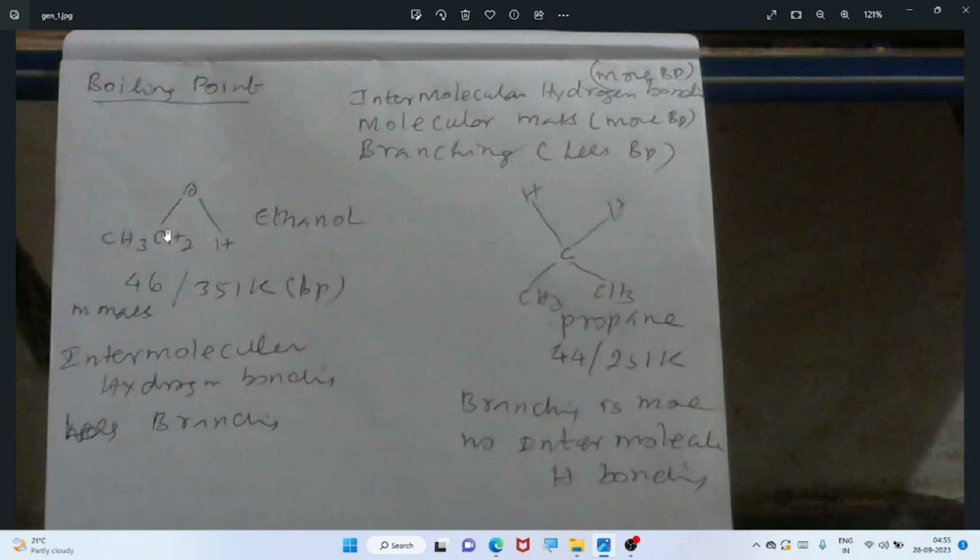So here this makes intermolecular hydrogen bonding. There is no branching here, but here branching is more, but there is no intermolecular hydrogen bonding in this compound. So these three, intermolecular hydrogen bonding, molecular mass and branching, mainly determine the boiling point of the compound.